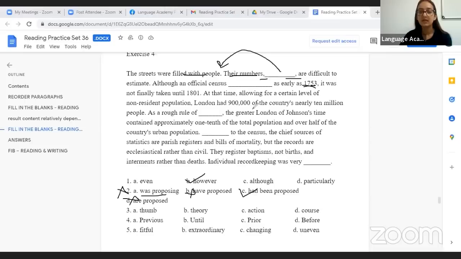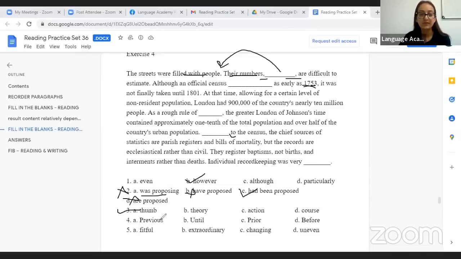London had these many people of the country's nearly 10 million people. As a rough rule of dash, the Greater London of Johnson's time contained approximately 1/10 of the total population. Rule of thumb: theory, action, course. This is a very common collocation, rule of thumb. So we'll go with that. And they say, where were we? Johnson's time contained approximately 1/10 of the total population and over half of the country's urban population dash to the census.